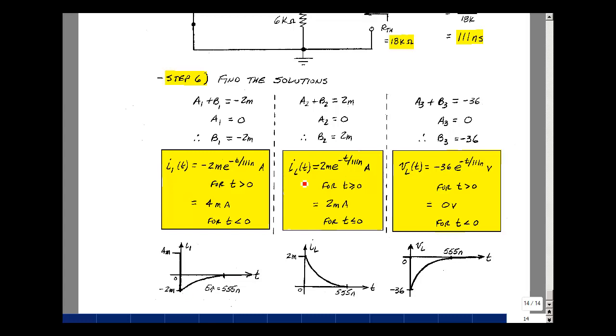For I sub L, we have A2 plus B2 is 2 milli. A2 was 0, so B2 is equal to 2 milli. I sub L is 2 milli times e to the minus t over tau. This is true for t greater than or equal to 0 because the current in an inductance cannot change instantaneously. And we found that it was equal to 2 milliamps for t less than 0.